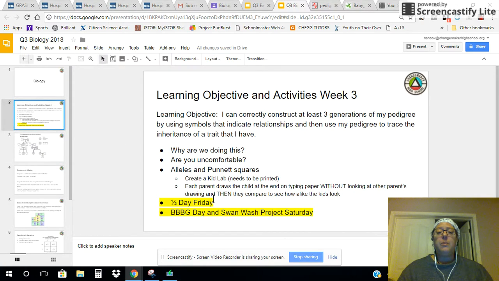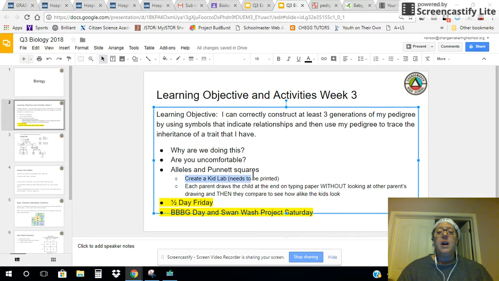I also would like to remind you that you will be doing a Create a Kid lab. So this needs to be printed out. And when you're done with this lab, each parent, so each one of you, you'll be doing this in partners, will draw the child that you create on a typing paper without looking at the other parent's drawing. So you might want to go to separate sides of the room so you don't cheat. And at the very end, you will show those to each other to see how they compare. These are not going to be pretty kids. I can promise you that. It's a lot of fun.